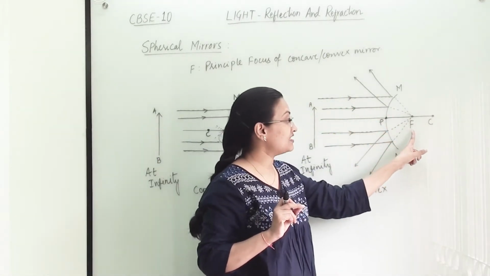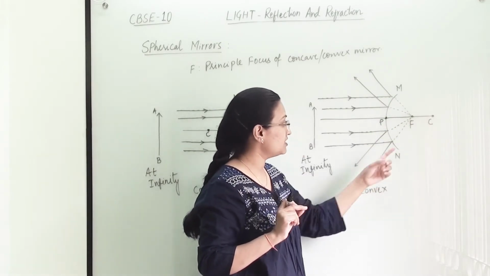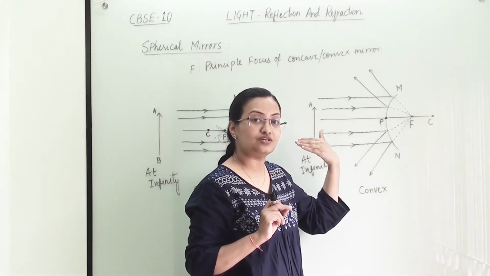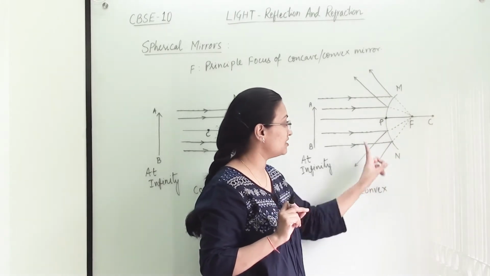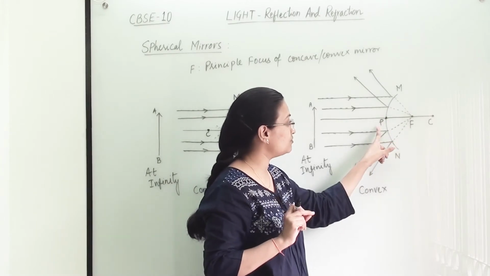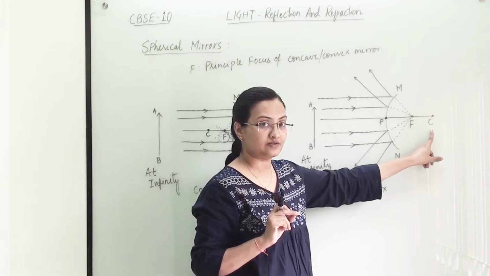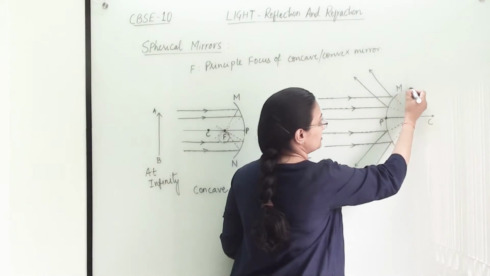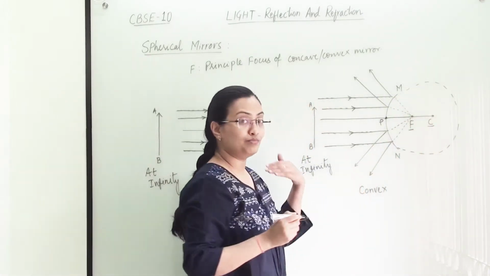Now this point is also lying between P and C. Since this is a convex mirror, the center of curvature will lie behind the mirror. Similarly, the principal focus of the convex mirror will also lie behind the mirror, and this F point will lie in between P and C. All these three are on the principal axis. But since this is a convex mirror, and the sphere starts from here, C and F will lie behind the mirror.